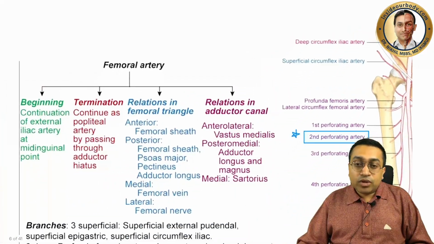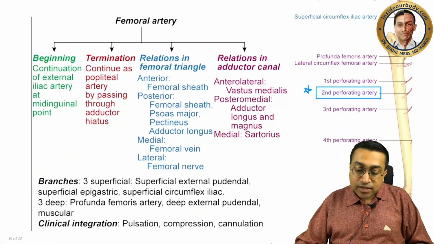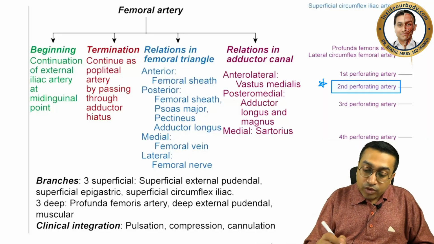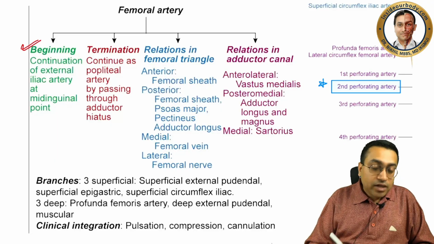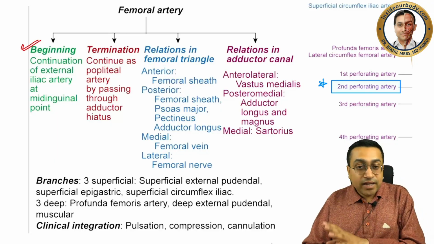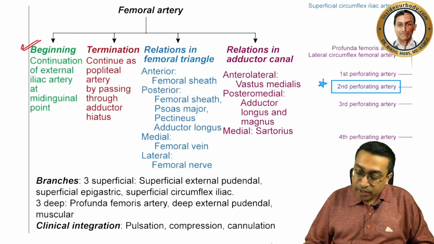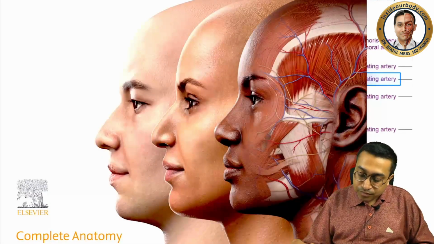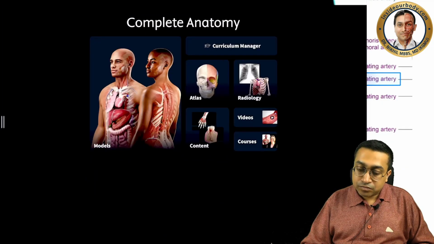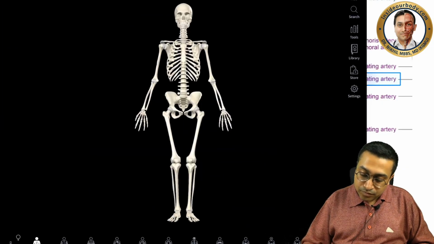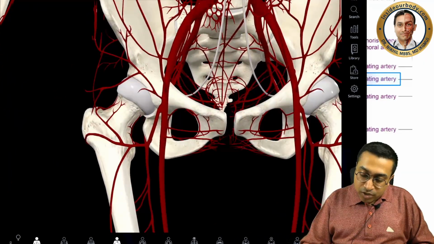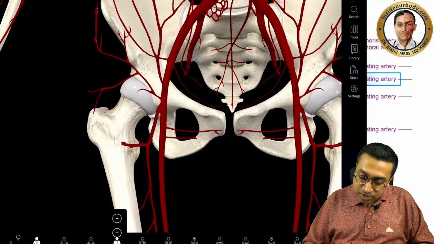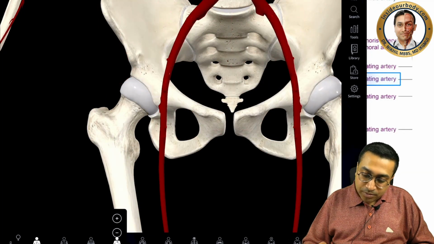Then we come on to the next content of the femoral triangle, that is the femoral artery. Now femoral artery, like any artery, we have to understand the beginning. The beginning is the continuation of the external iliac artery at the mid-inguinal point. Let me show you this. Let us focus on arteries right now. So see this femoral artery. If I just remove the minor branches, just to show you the core concept here.